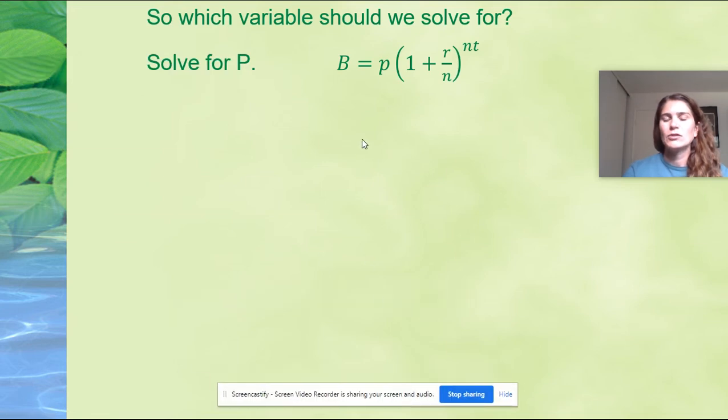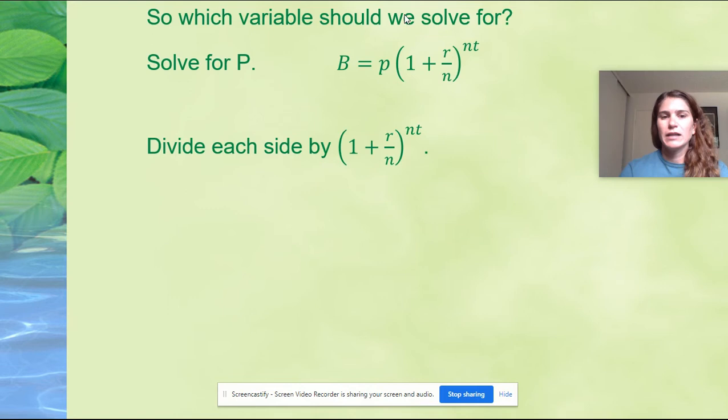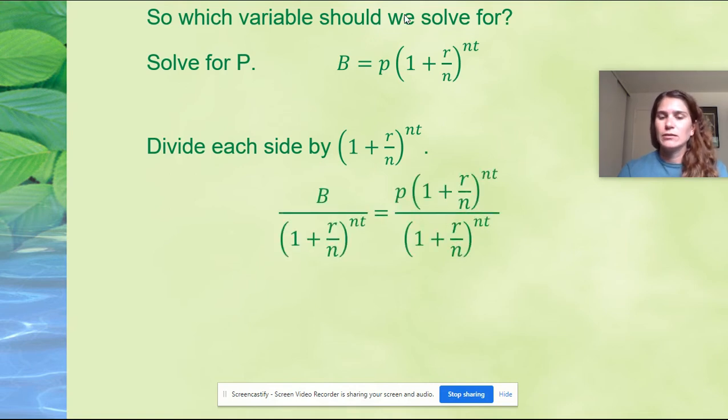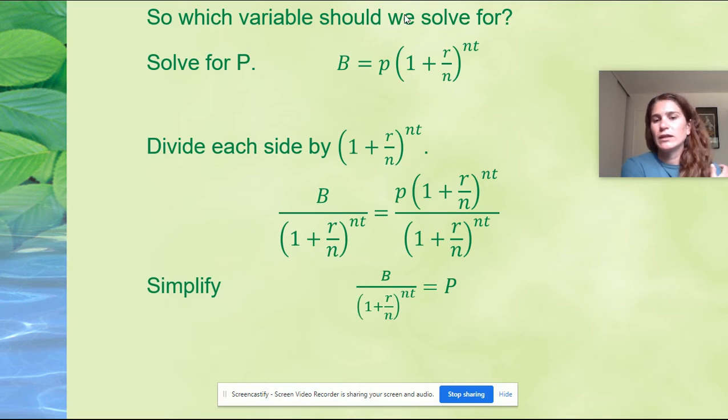We see that P is being multiplied by the (1 plus R divided by N) to the NT power. So if P is being multiplied by all of that, we get to just divide by all of that. Our next step is to divide both sides, the B side and the P side, by that (1 plus R over N) to the NT power. You should be writing this all down in your guided notes, following along with me.